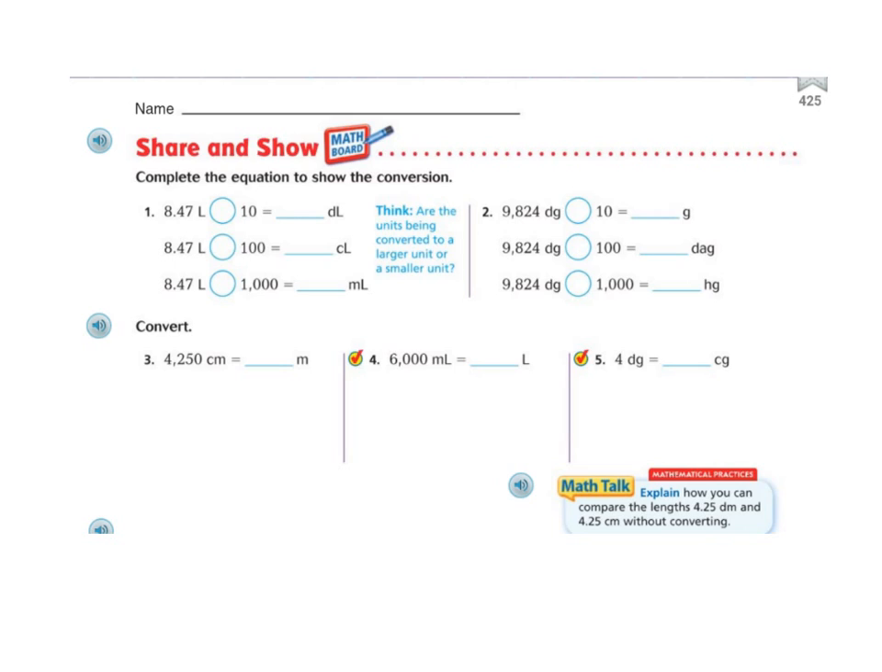So I'm going from liters to deciliters, okay? And since that's a smaller unit, I'm going to be multiplying all of these, right? And if I'm doing it by the power of 10, I move my decimal over 1, right? So now I have 84.7. This one I have to move it over twice because it's by 100, so I have 847. This one I have to move it over 3 times. I have to add that 0 in, so it's going to be 8470.